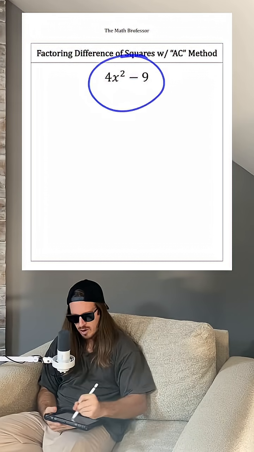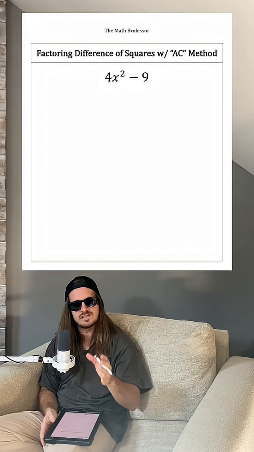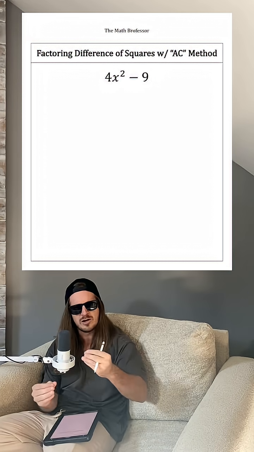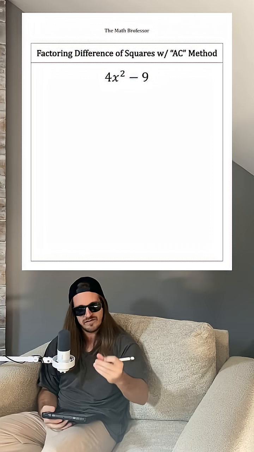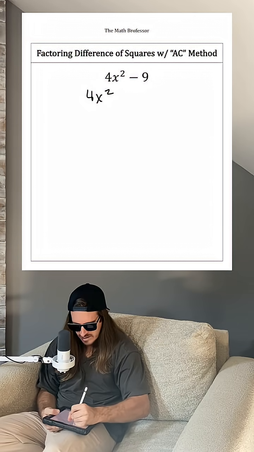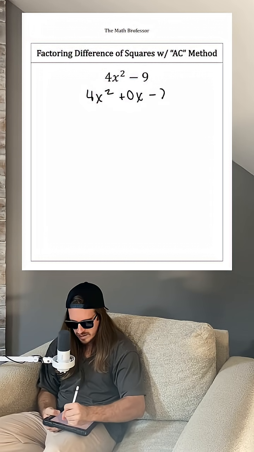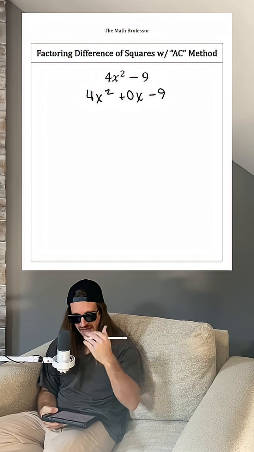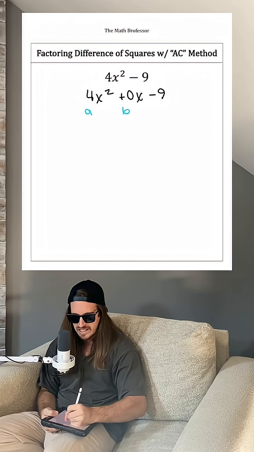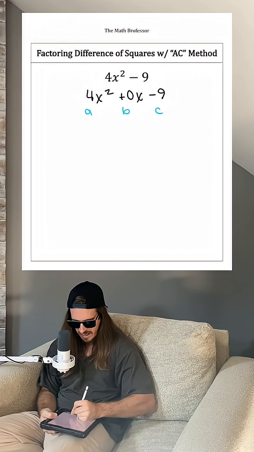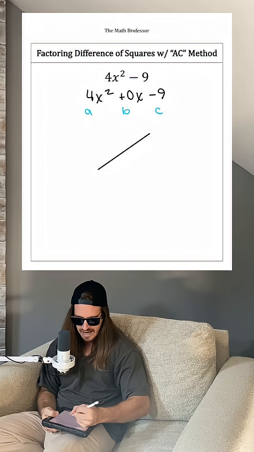This right here is called a difference of squares, and these factor quite nicely, but suppose you didn't know how. How else could we factor this? We could rewrite it as a trinomial with middle term 0. So now we have a trinomial with a term 4, b term 0, and c term -9. We would then use what's called the AC method.